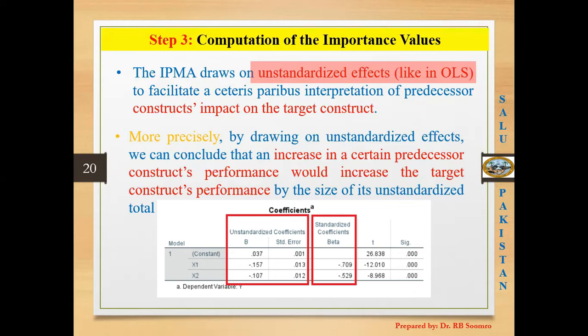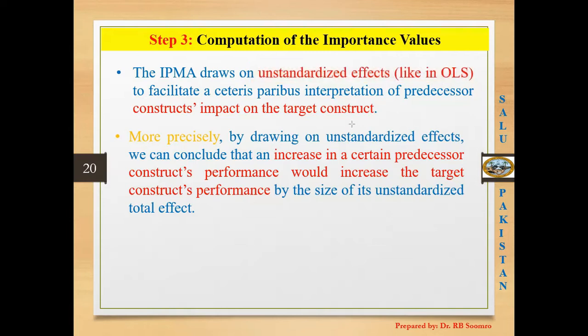Like in the OLS, this shows the impact of the predecessor construct on the target construct. How much impact the predecessor has on the target construct, we know through the unrestrained effect, like in the OLS in SmartPLS. More precisely, by drawing on the unrestrained effect, we can conclude that an increase in a certain predecessor construct's performance would increase the target construct's performance. So if there is an increase in the predecessors, up to the same level there will also be an increase in the target construct.